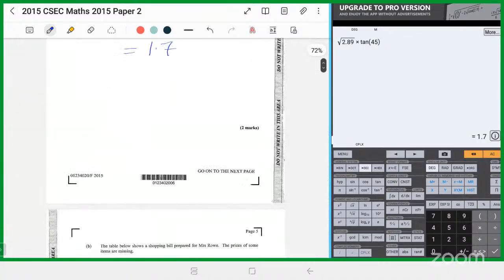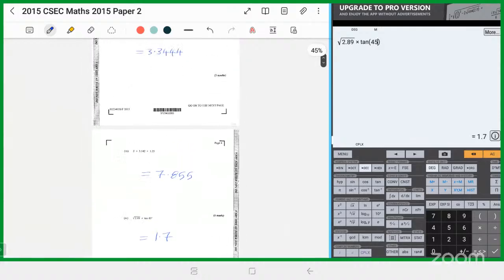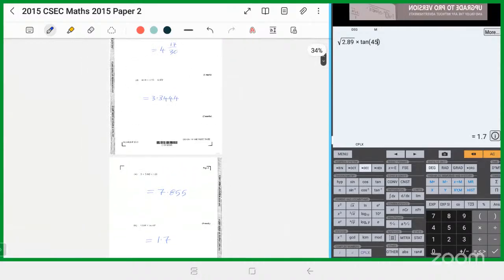Okay with that? Good? Nice and easy, right? Three marks almost. Good with those? Yes, sir.